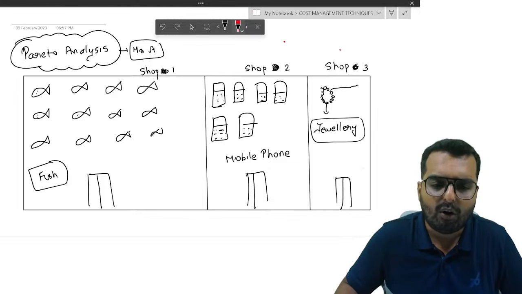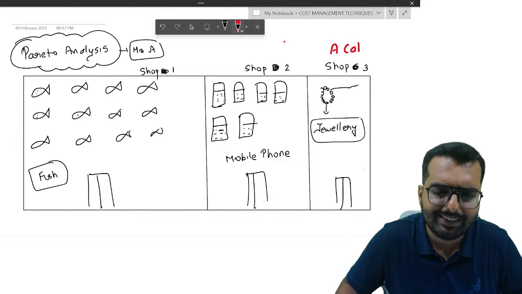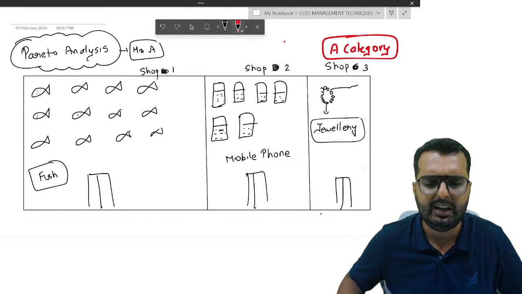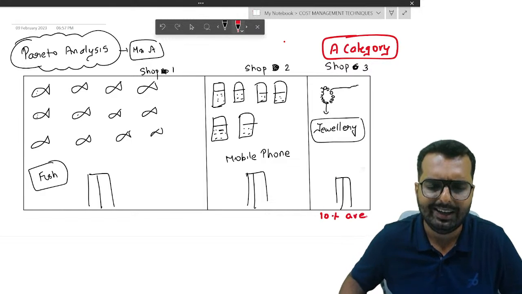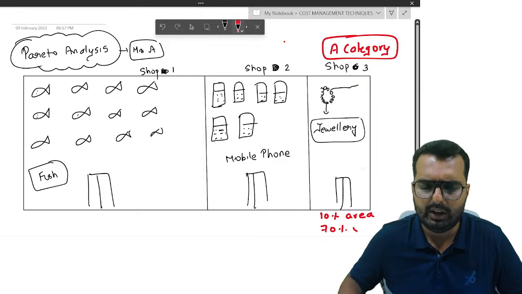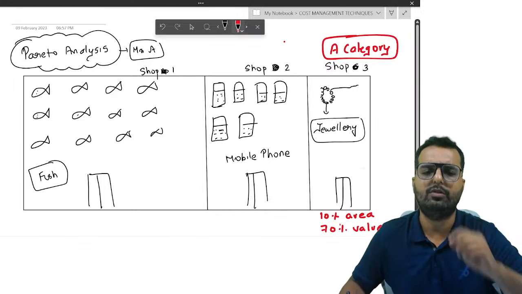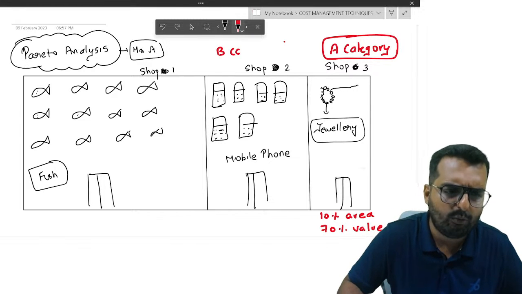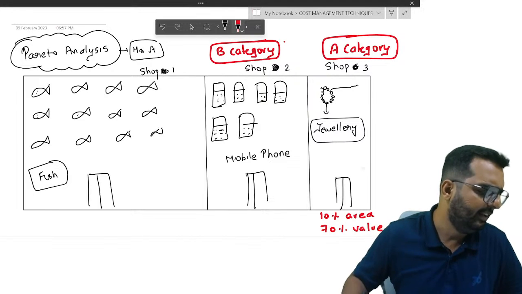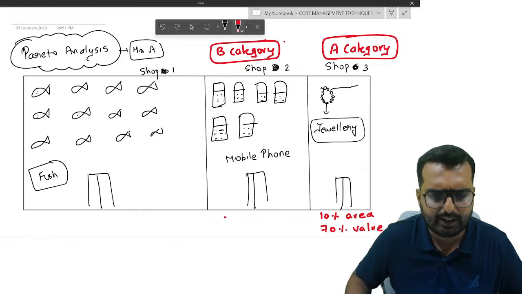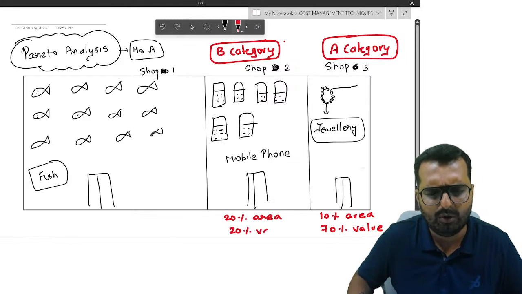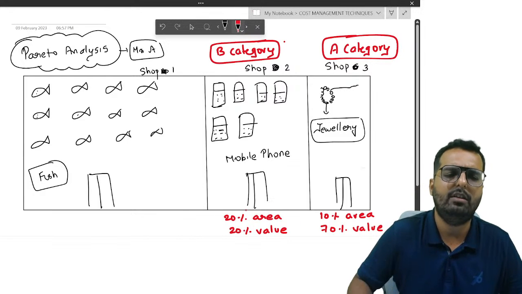He will first lock this one, or this is what we call it as A category. Friends, here if you look at the area, it would be hardly 10% area. But if you look at the value, this actually covers around 70% of the value. Shop 2 is what he will lock second, or this is what I will call it as B category. Alright. What will happen in B category? You have 20% area covered. You have around 20% of the value.